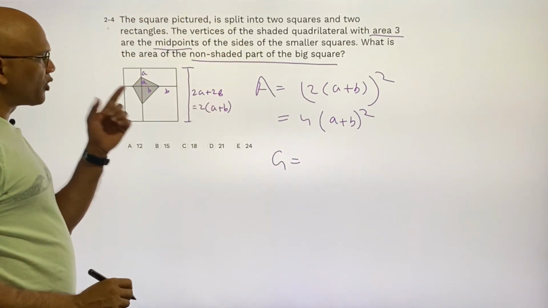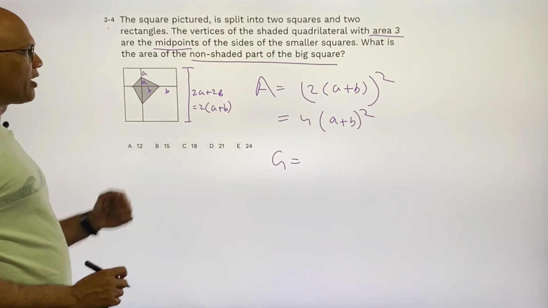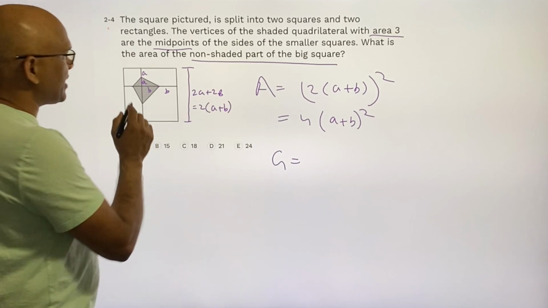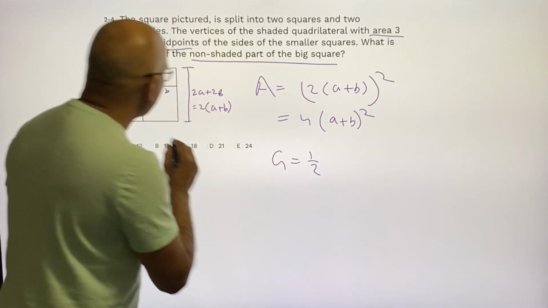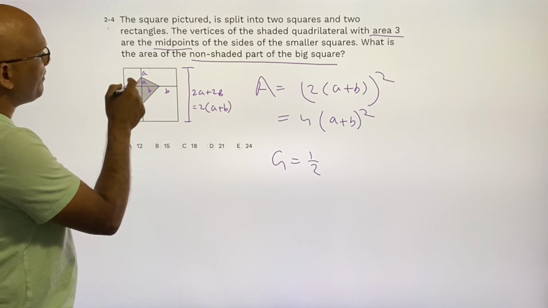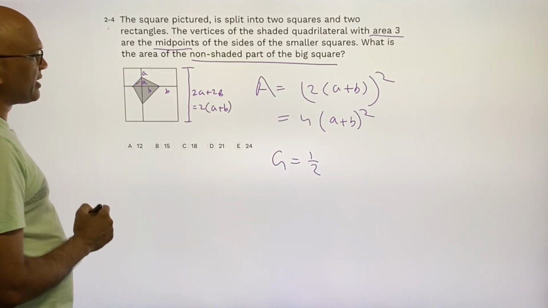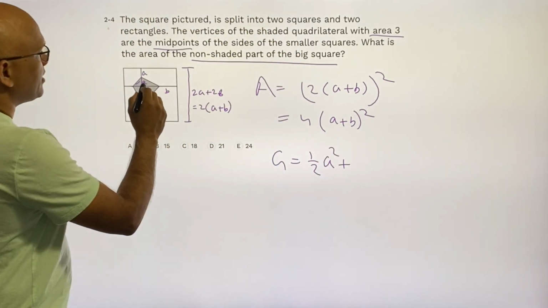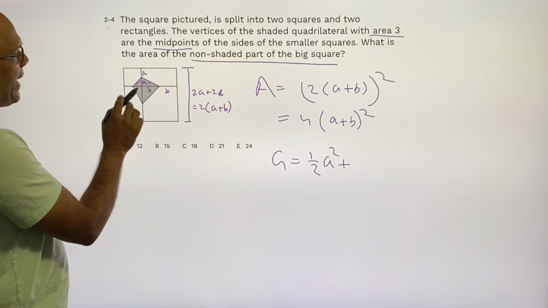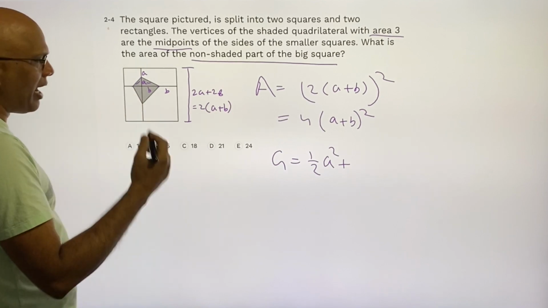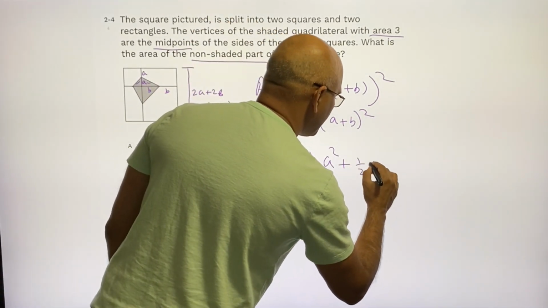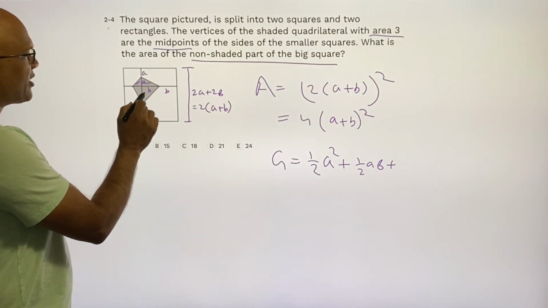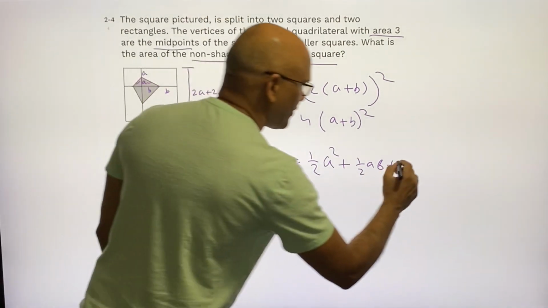So let me compute the area of that. This is a triangle, so I know how to compute the area of a triangle. That is half. Let me start with this part, right? Half base times height. Base and height are the same length, a, that is half a squared, plus this half of base is b and height is a, so half ab, plus this one is base and height are the same, there is b and b, so half b squared.